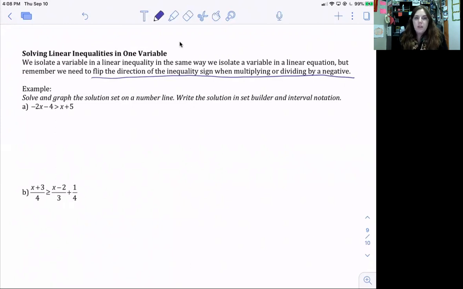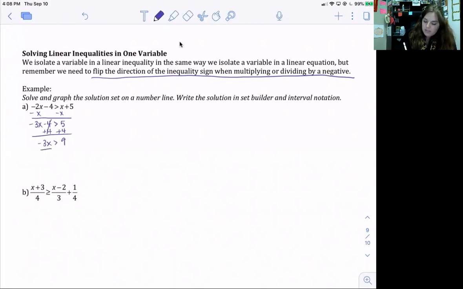Looking at A, we have -2x minus 4 is greater than x plus 5. I like to personally always leave my x's on the left, so that way it's already set up. So I'm going to subtract the x that's on the right and move it to the other side. So we have -3x minus 4 is greater than 5. We're going to add 4 to both sides. So -3x is greater than 9.